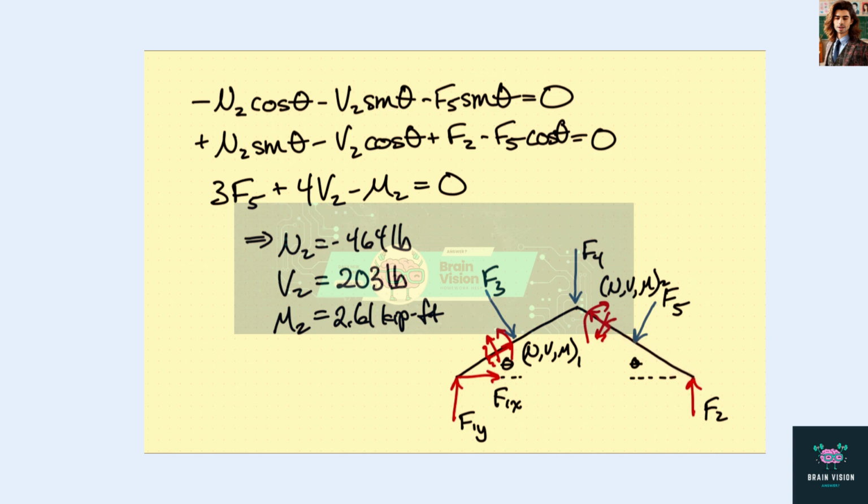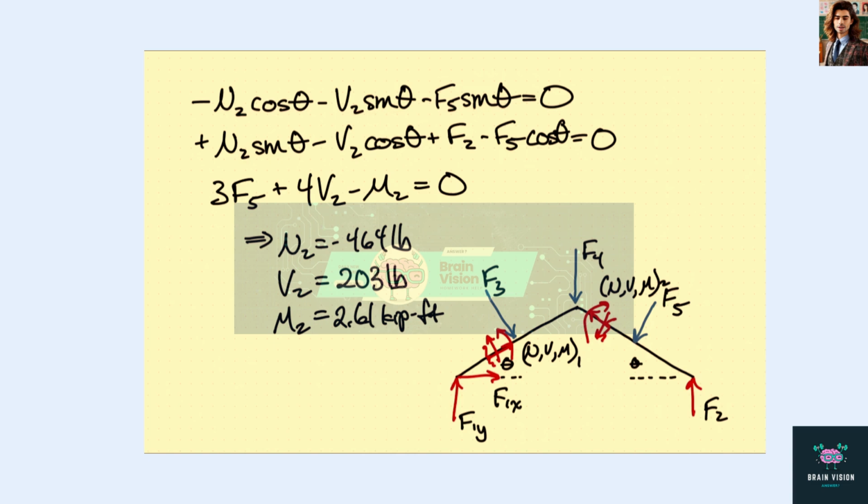In that region, in the x direction, we have minus N2 cosine theta minus V2 sine theta plus F5 minus F5 sine theta equals 0. And in the vertical direction, sorry, N2 sine theta minus V2 cosine theta plus F2 minus F5 cosine theta. So these are the y components, and these are the x components of the force vectors.